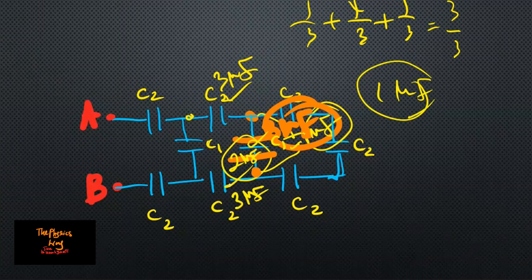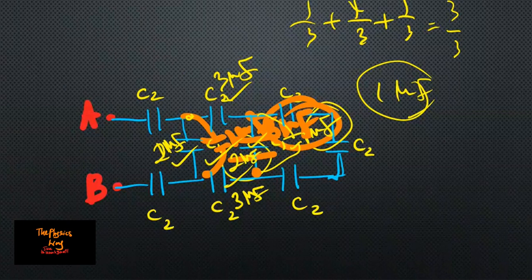So here instead of these 3, we can put a 1 microfarad capacitor. Again we have the 2 microfarad capacitor and the 1 microfarad capacitor that are parallel, so again we can add them. Now we get another 3 microfarad capacitor, right? So 3 microfarad here, again 3 microfarad here, 3 microfarad here.